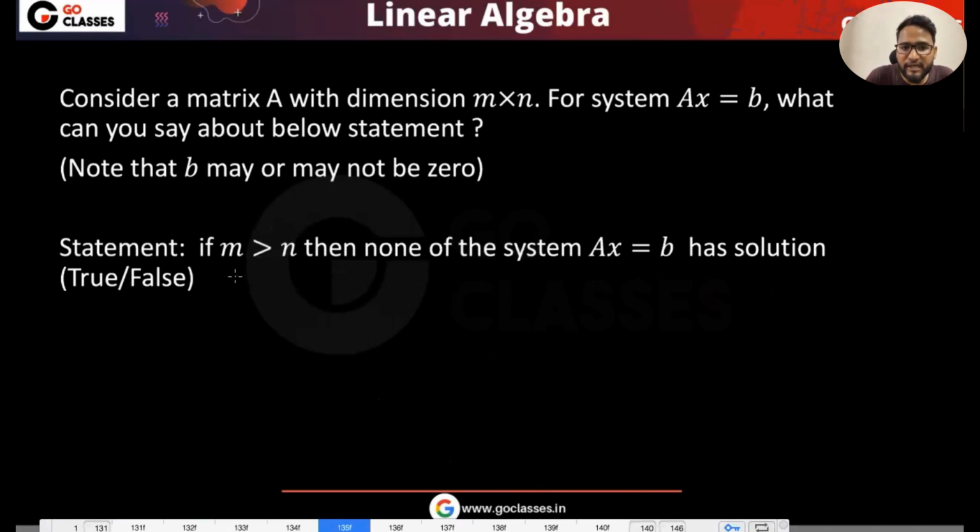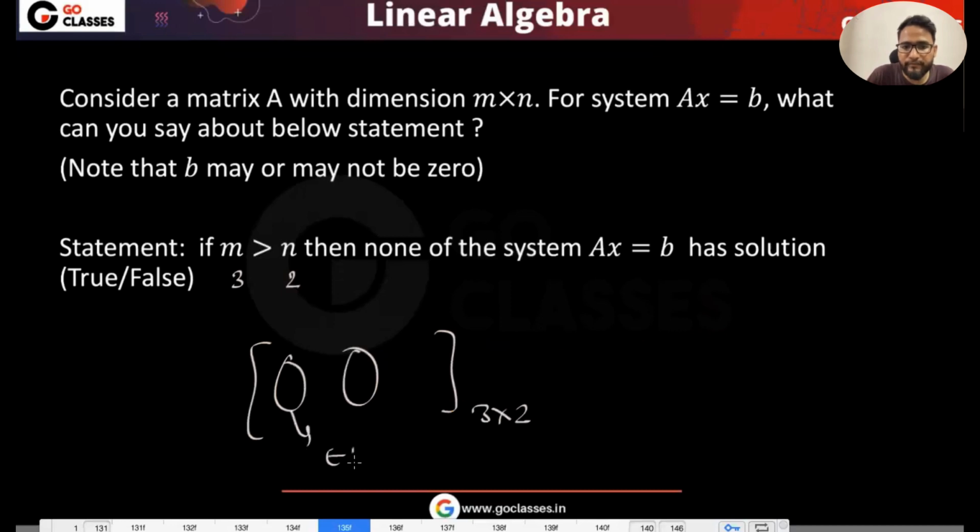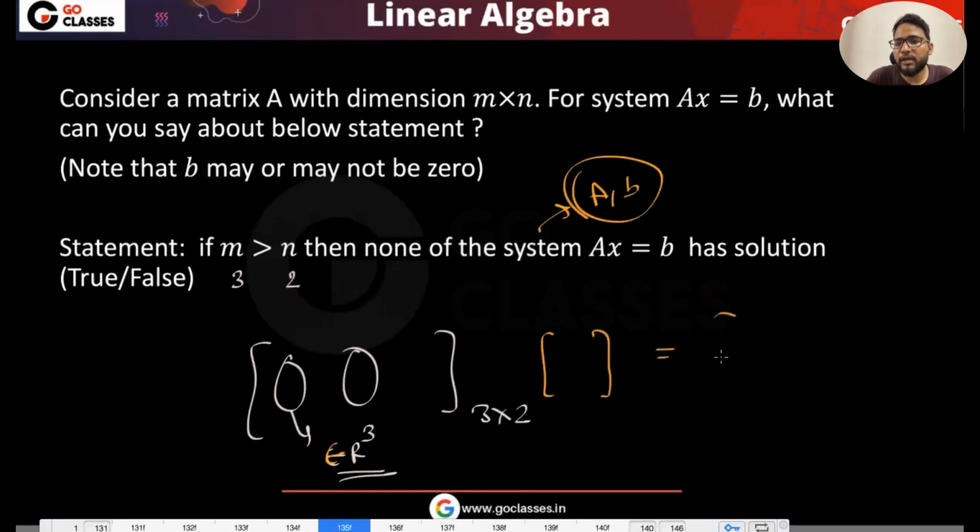Okay, let's see this. If m is greater than n, maybe this is 3, this is 2, which means there are 3 rows and 2 columns. Okay, this is in R3. ये समझ में आ गया? Why is this in R3? Because there are 3 rows. Now they are saying then none of the systems, meaning A and B, has a solution. They are saying there are 2 columns, then there cannot be any system that has the solution.